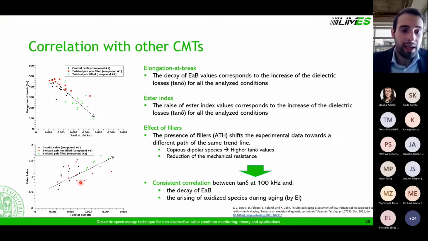And again, we have a very high scatter because FTIR analyses are very localized analyses, while we are considering the bulk of the material. Anyway, besides this, we can see a unique trend which correlates the increase of the ester index, so the increase of the oxidized species, with the tangent delta values at high frequencies.